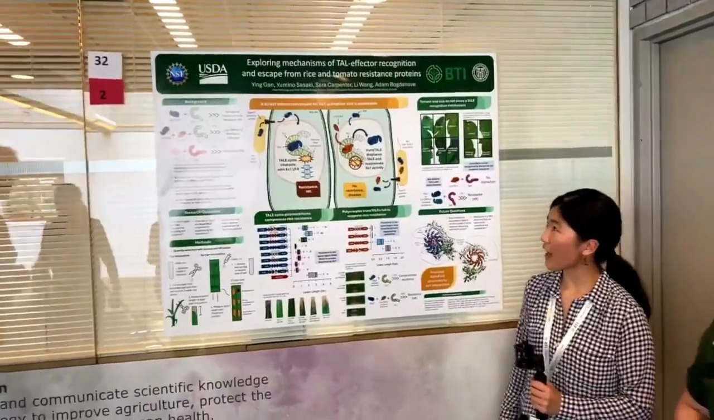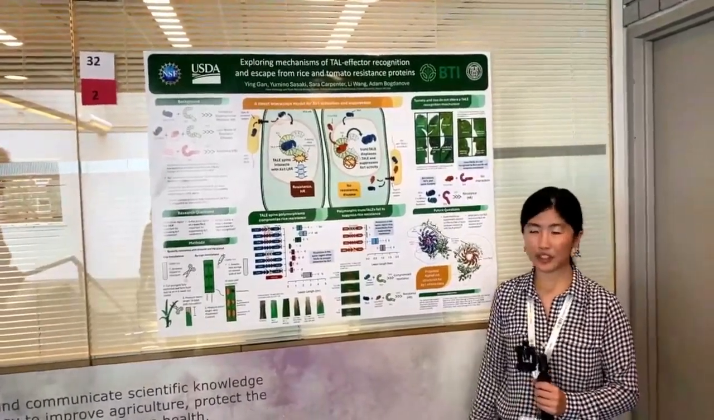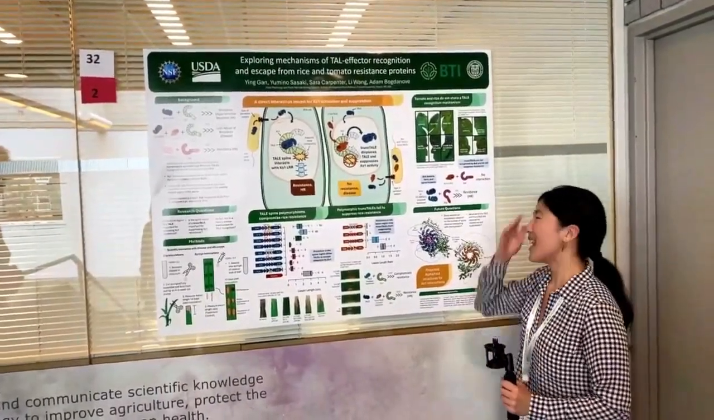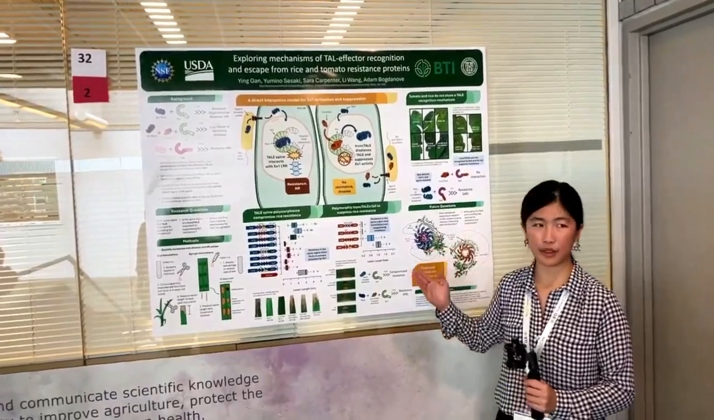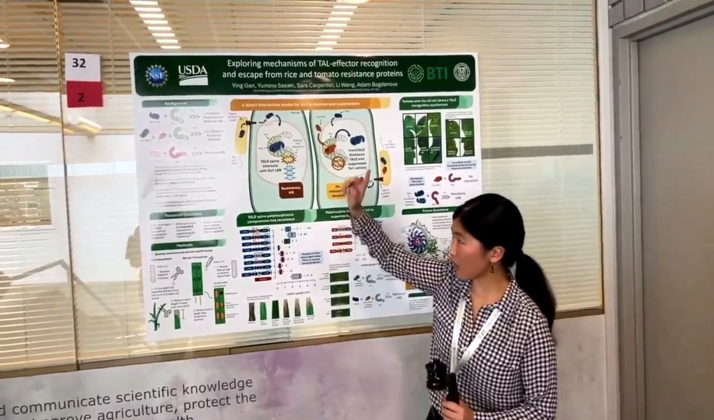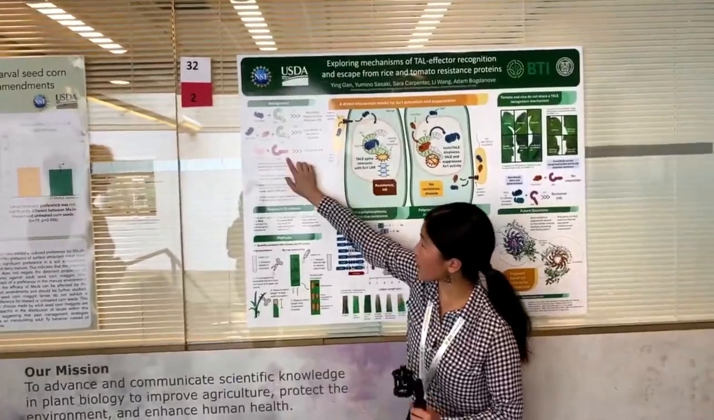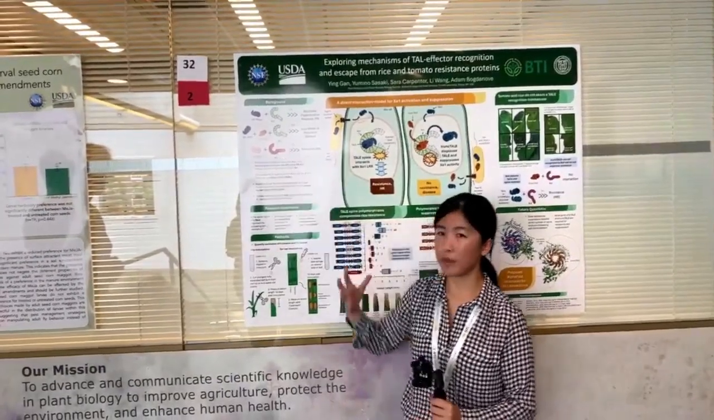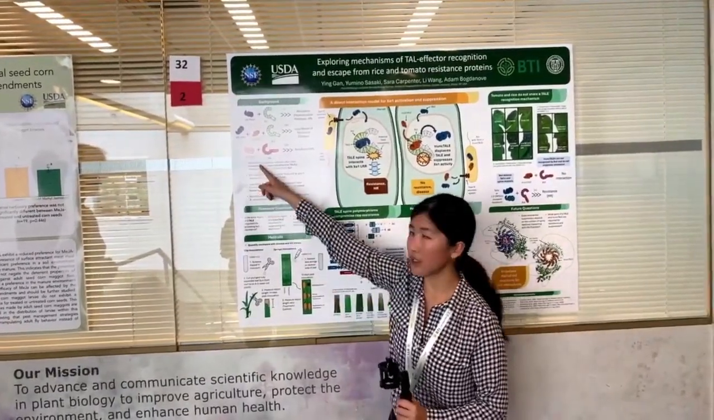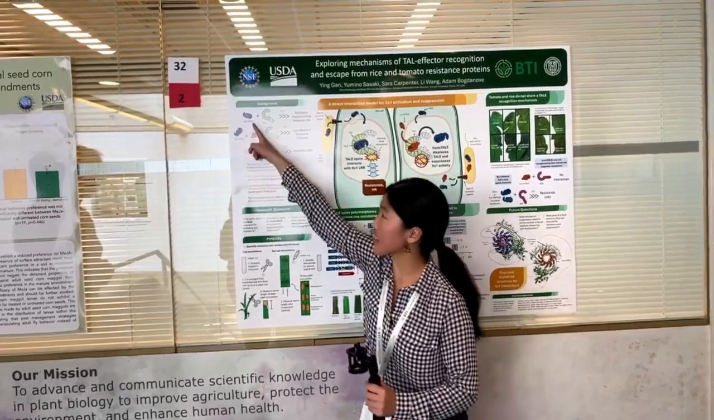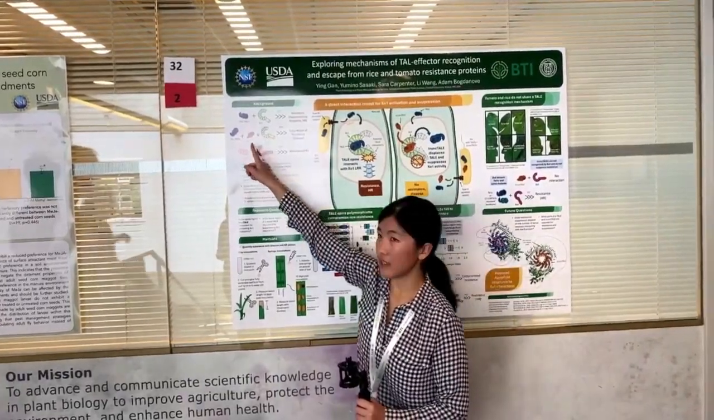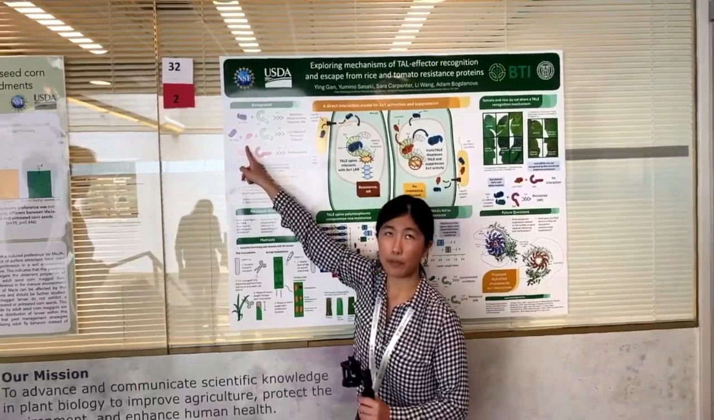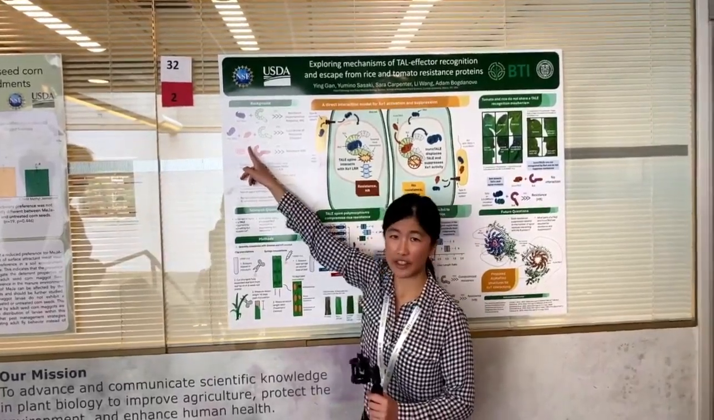My name's Ying, and this summer I worked with the Bogdanov lab on rice and tomato resistance proteins. The rice resistance protein is XO1 and the tomato resistance protein is BS4. They convey resistance against Xanthomonas species through recognizing TAL effectors. However, XO1 resistance is suppressed by truncated TAL effectors known as trunk tails.